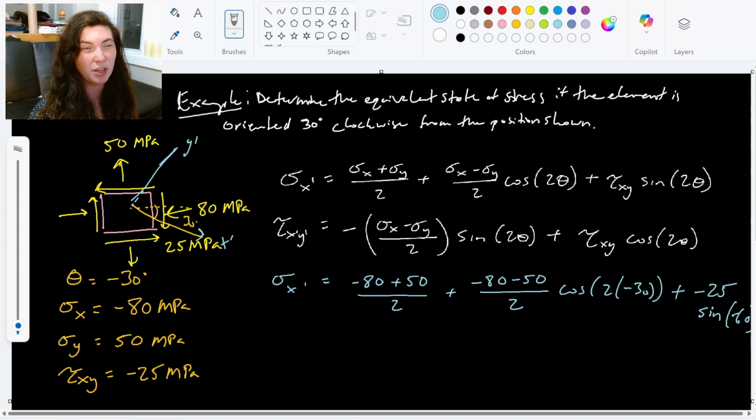And then all we have to do is punch all of that into our calculator so that we get a new normal stress in the x direction of negative 25.85 megapascals.